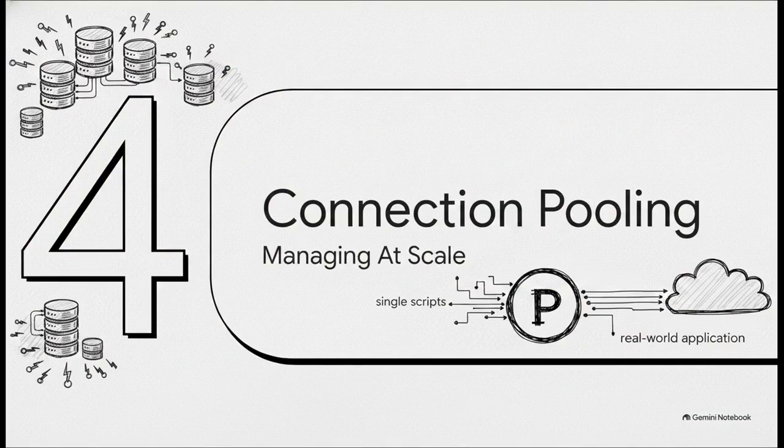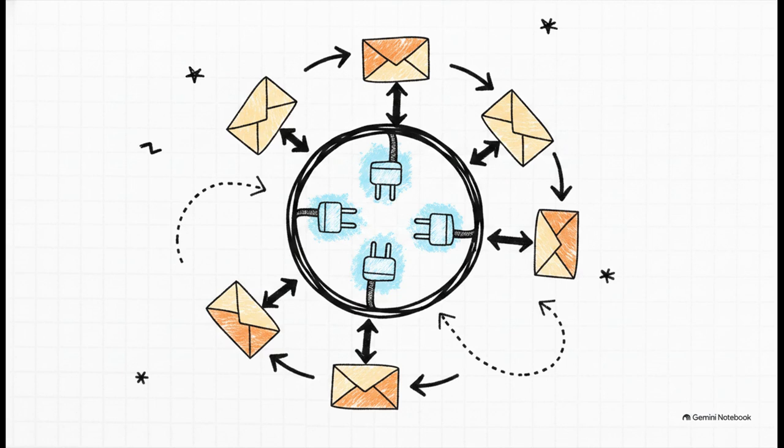Moving right along, let's explore Section 4, Production Connection Pooling. It's one thing to open a quick connection for a tiny script on your laptop, but it is an entirely different challenge to manage database connections at scale in a real-world, high-traffic application. The crucial point here is efficiency. Creating a brand new database connection for every single incoming web request is incredibly slow, and it can completely overwhelm your database server if a spike in traffic hits.